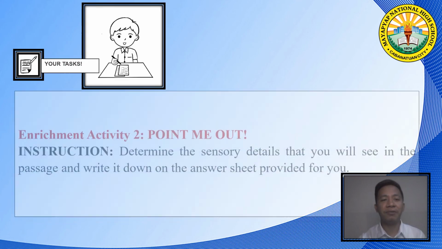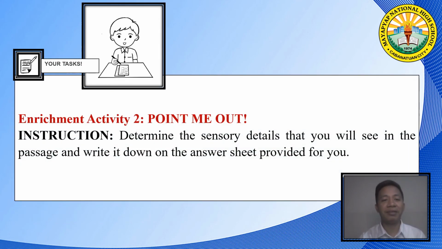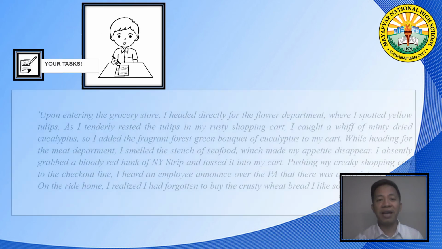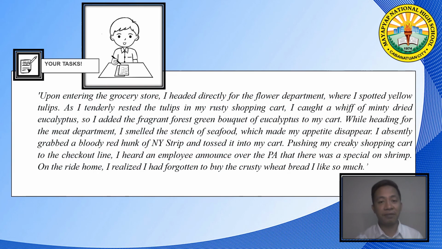For activity 2, entitled Point Me Out, for the instruction, determine the sensory details that you will see in the passage and write them down on the answer sheet provided for you. For activity 2, all you have to do is to read the passage that contains imagery. After reading, determine all those words that are characterized as imagery, and after determining those words, write your answer on the answer sheet provided for you.